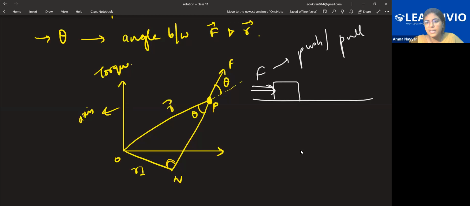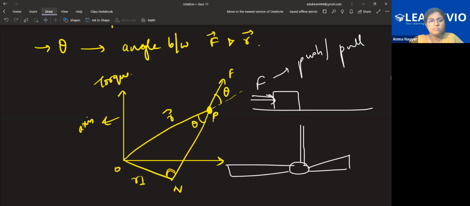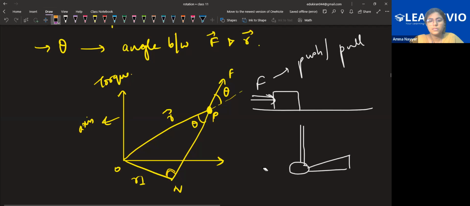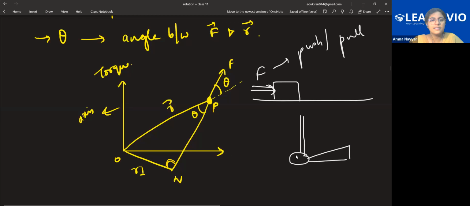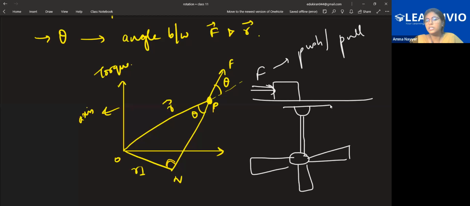Now, one more example is the fans. There is an axis in the center, there is a circular blade, and like this three, and this is attached to the ceiling. This is the case of fans.